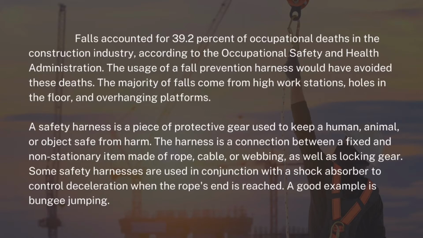A safety harness is a piece of protective gear used to keep a human, animal, or even an object safe from harm. The harness is a connection between a fixed and a non-stationary item, made of rope, cable, or webbing, as well as a locking gear. Some safety harnesses are used in conjunction with a shock absorber to control acceleration when the rope end is reached. A good example is a bungee jump.